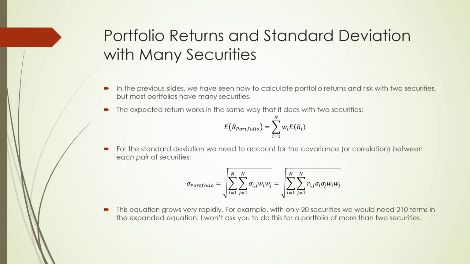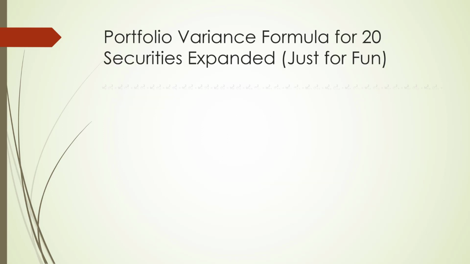Now, as we add more and more securities, the number of calculations that we have to do increases exponentially. And so in the case of 20 securities, for example, the formula that we would have to calculate would have 210 terms in it. And that's as simplified as we can get. And that recognizes that the covariance of I and J is the same as the covariance of J and I. So we've cut out a lot of terms, but we still have 210 terms. So let's take a look at what that looks like.